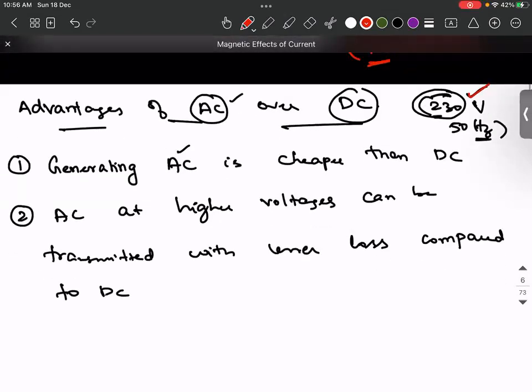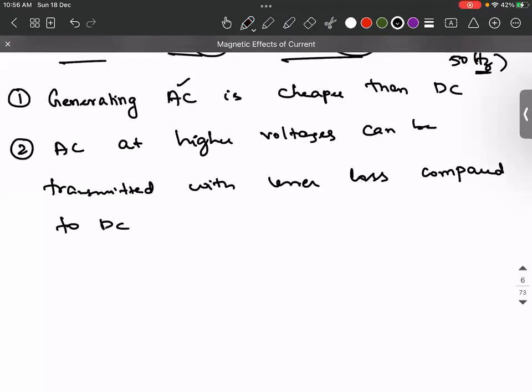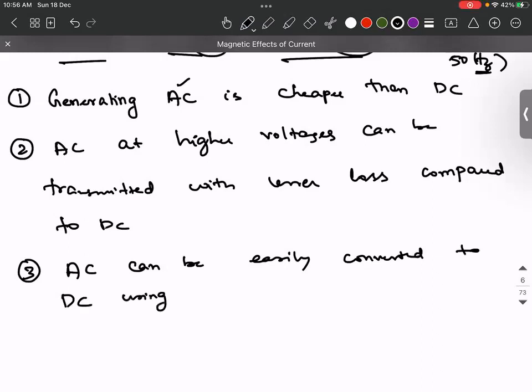And one more advantage is, AC can be easily converted to DC, using devices called rectifiers, about which again you will learn in your 12th standard.